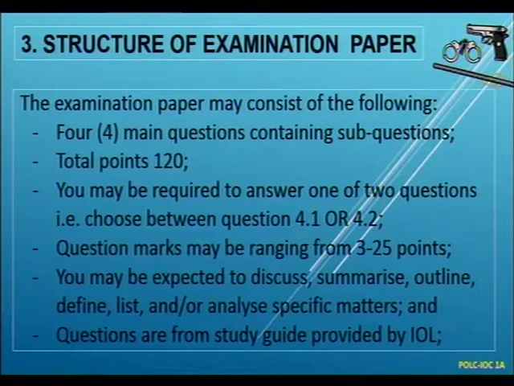Now, the structure of the examination paper is that it will consist of 4 main questions containing sub-questions, for a total of 120 points. You may be required to answer one of 2 questions, for example, choose between 4.1 or 4.2. Question marks would range between 3 and 25 points. You may be expected to discuss, summarize, outline, define, list, and or analyze specific matters. And all the questions in the question paper would come from the study guide of IOL.